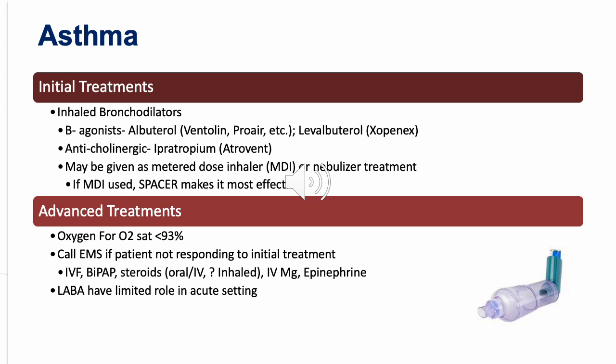Inhaled steroids and long-acting beta agonists have traditionally not had any role in acute symptom management, though there are some newer formulations that may be rolling out in ways that may be more effective. So traditionally, we said inhaled steroids and long-acting beta agonists are used for maintenance therapy and sort of as a prophylactic, but there are some newer versions which are showing some promising treatment here.